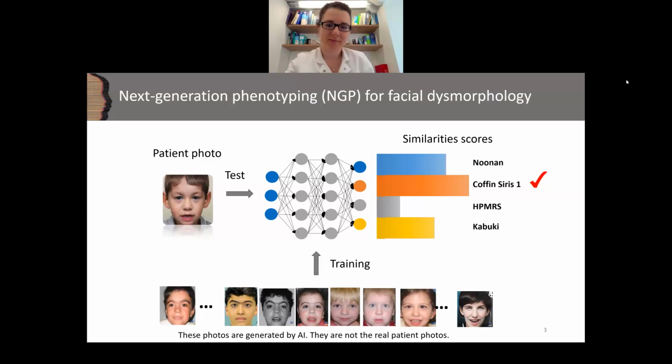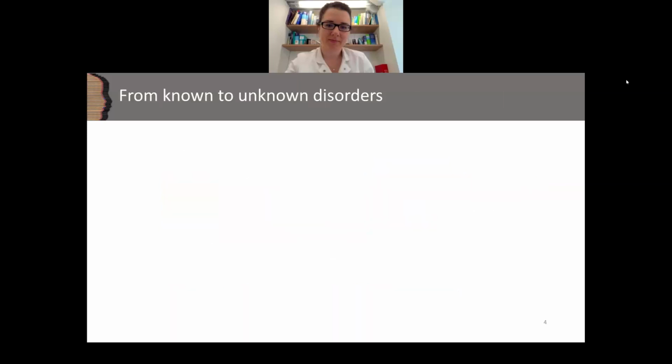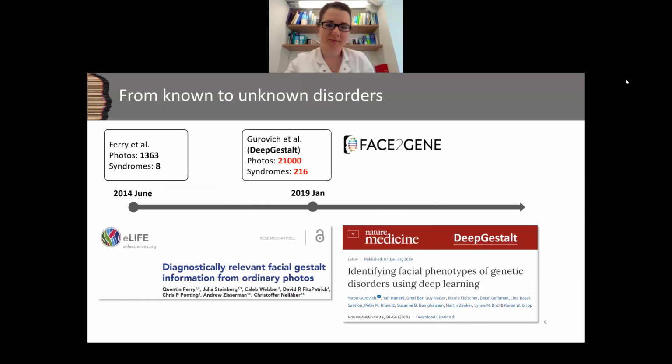This kind of technology we often call next generation phenotyping. It is the same idea, echoing next generation sequencing. We think this kind of computer vision really drives the advancement in the field of rare disorders. It started around 10 years ago, at the very beginning, with a paper published by Ferry et al. in eLife in 2014. They started by training models on patients' images.